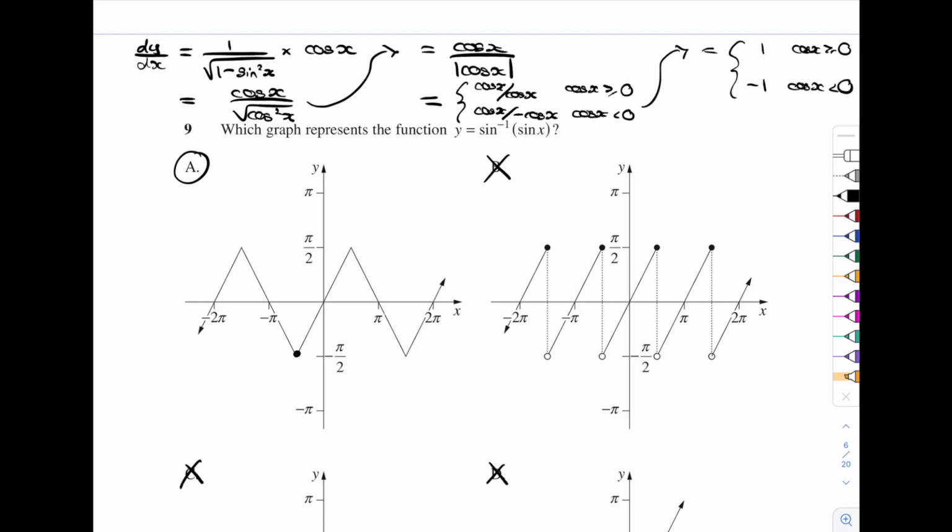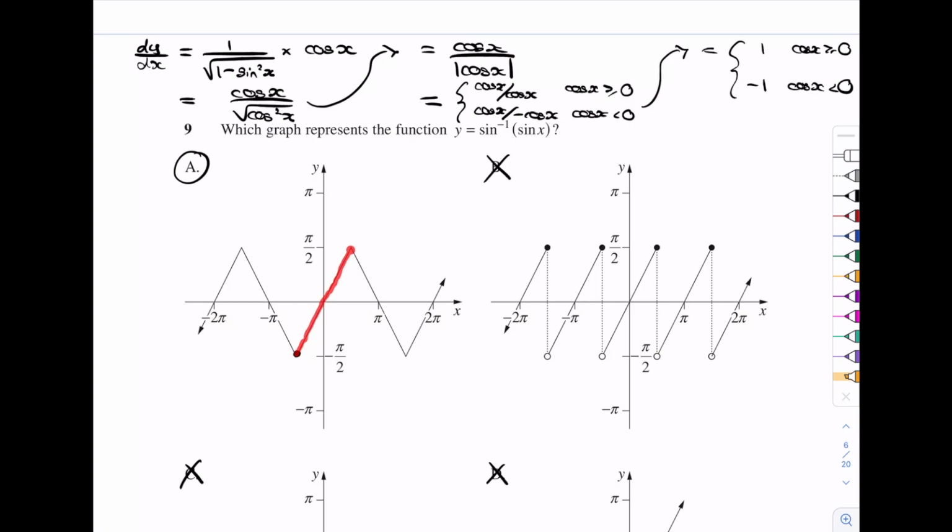Okay. Now, let's think about it. Firstly, this is the only option which has the gradients of 1 or negative 1. But besides that, just for our understanding, when is cos x greater than or equal to 0? It's positive in the first and the fourth quadrants. So what's the fourth quadrant? The fourth quadrant is minus pi on 2 to 0.